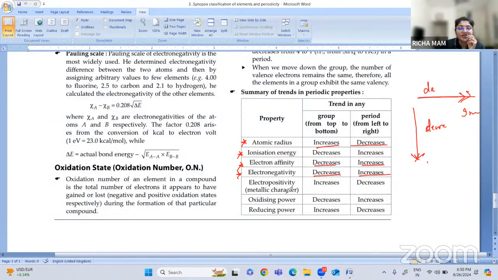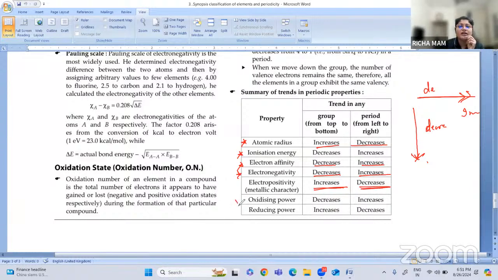Then electropositivity, it tells you the metallic character of an element, how electropositive it is. So it will be the reverse of electronegativity. So down the group, it will increase, and across the period, it will decrease.